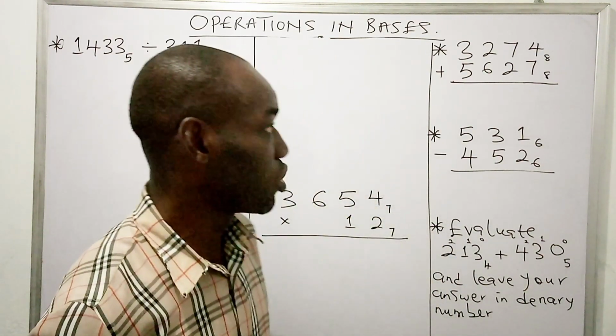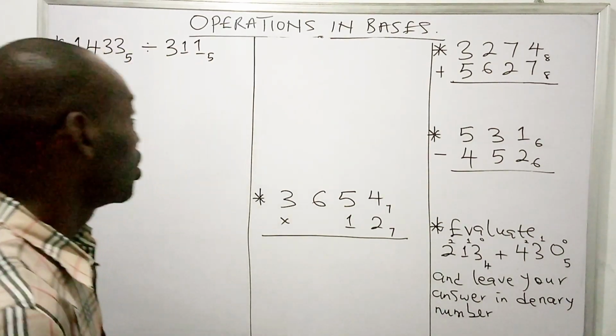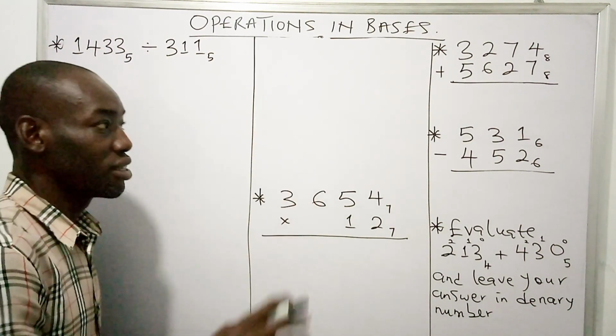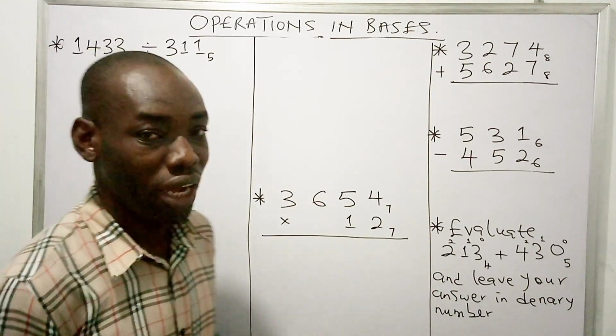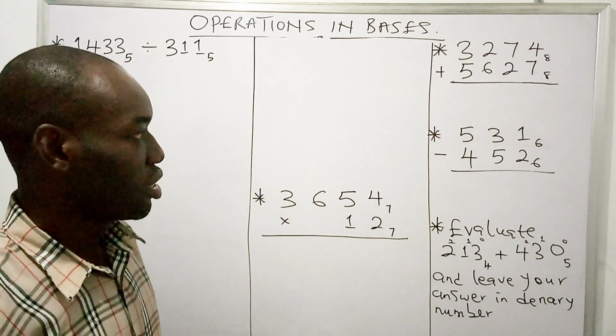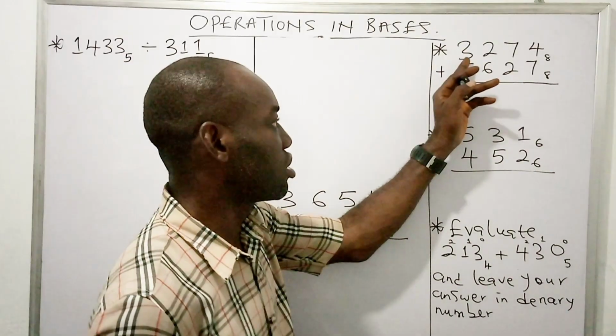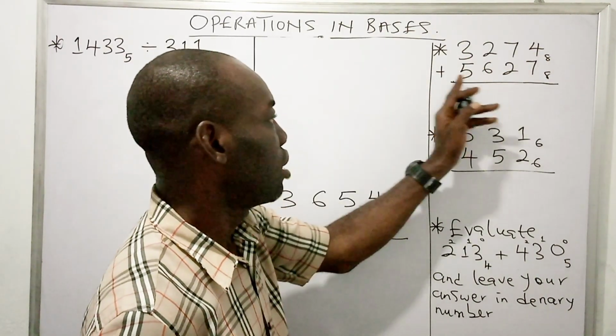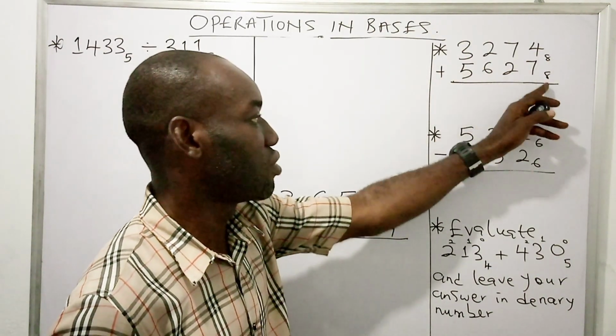Now today, let's see what we have on the board. We have operations in bases. That's talking about the plus, the minus, the times, the divide in what? In other bases. Now the first question we have here says 3,274 in base 8 plus 5,627 in base 8.